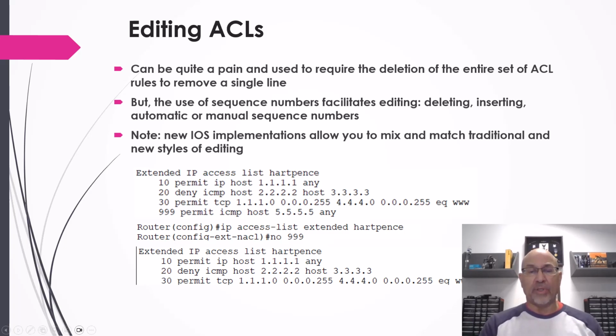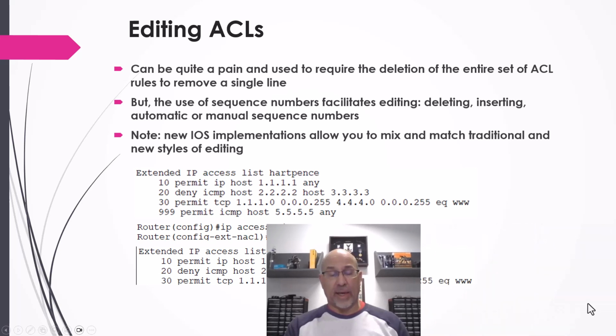So here's an example. This is the one that you saw. These are screenshots right out of the config that you just got a peek at. This is just a show access list: extended IP access list Hartpence, and then we've got all of our rules. But the fun part is that we get these sequence numbers. Here is showing the 10, 20, 30. Those are automatic. The 999 is one that I wanted. Now for editing, we can see that I can delete one just by referencing the sequence number. And then when I take a look at my access list again, it's gone.